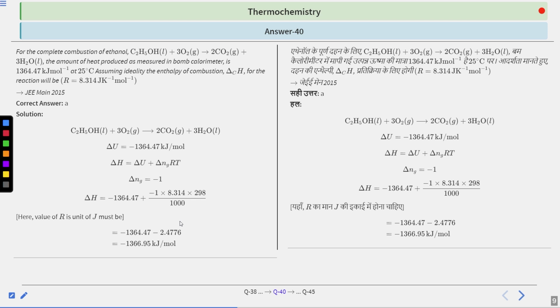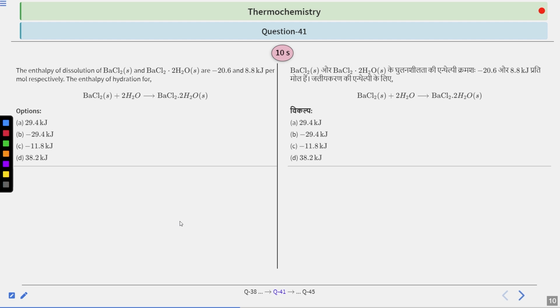Moving on to the next question. Question number 41. The enthalpy of dissolution of BaCl2 and BaCl2.2H2O are minus 20.6 kilojoule per mole and plus 8.8 kilojoule per mole. The enthalpy of hydration for this reaction is what? Your options are A, 29.4 kilojoule, B, minus 29.4 kilojoule, C, minus 11.8 kilojoule, and D, 38.2 kilojoule is your last option.